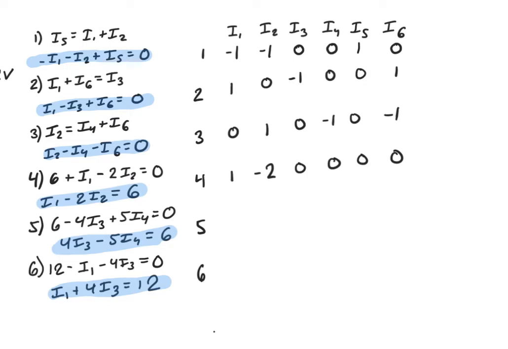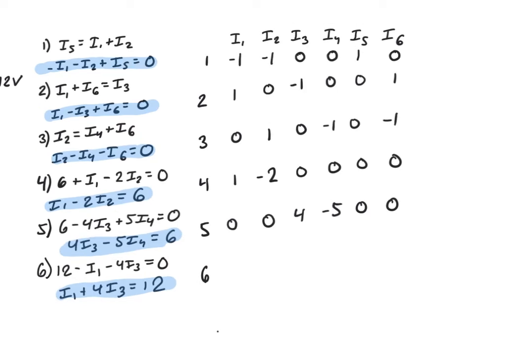And for the fifth equation, I have 0, 0, 4, because the coefficient of I3 is 4. Then I have minus 5, and then 0, 0, because there are no I5 or I6 in this equation. And I can do the same thing for the last one, which gives us positive 1. There's no I2. Then there's a coefficient of 4 in front of I3, and then 0, 0, 0. Now, this is a big equation. A big matrix.